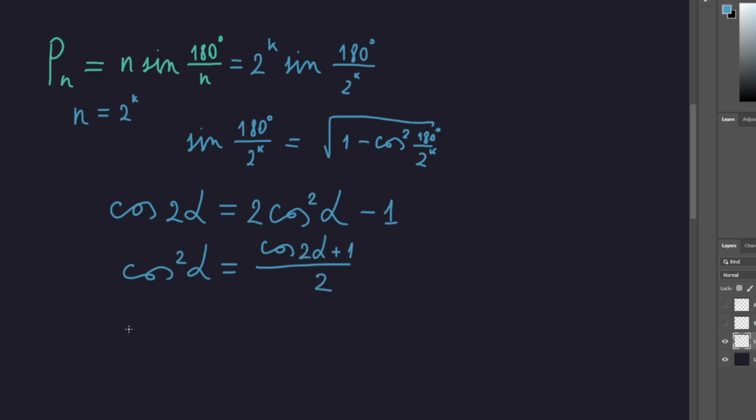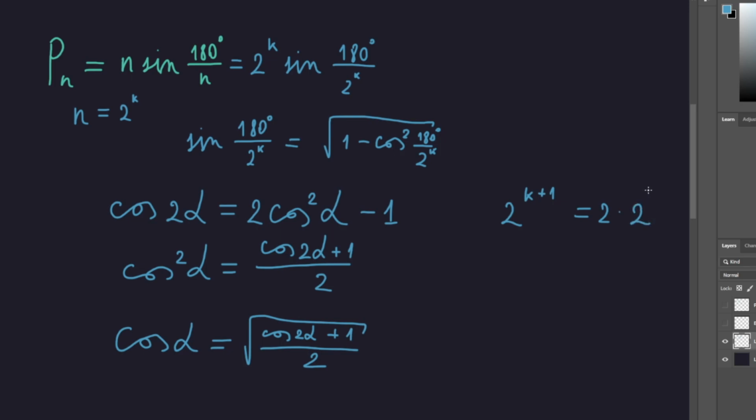And therefore cosine alpha is the square root of cosine of doubled alpha plus 1 divided by 2. Now if we look closely, we will notice that each time k increases by 1, this angle gets 2 times smaller, because 2 to the power of k plus 1 is the same as 2 multiplied by 2 to the power of k. So each step we make the angle 2 times smaller.